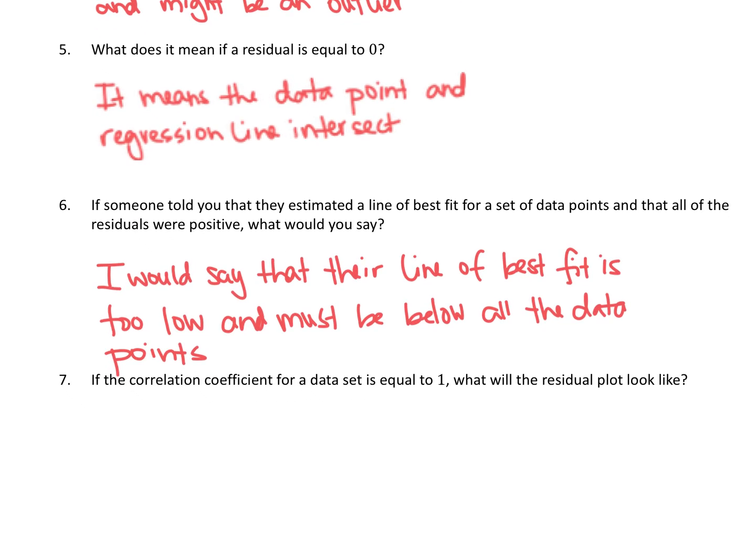All right, number 7. If the correlation coefficient for a data set is equal to 1, what will the residual plot look like? Well, the correlation coefficient is equal to 1. That means all the data points, all the dots are lining up in a straight line and they would all be intersecting the line of best fit. So what will the residual plot look like? On the residual plot, all the residuals would be 0.